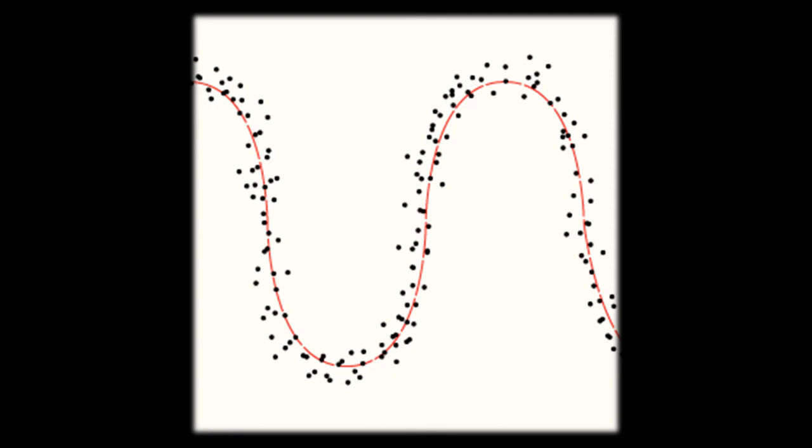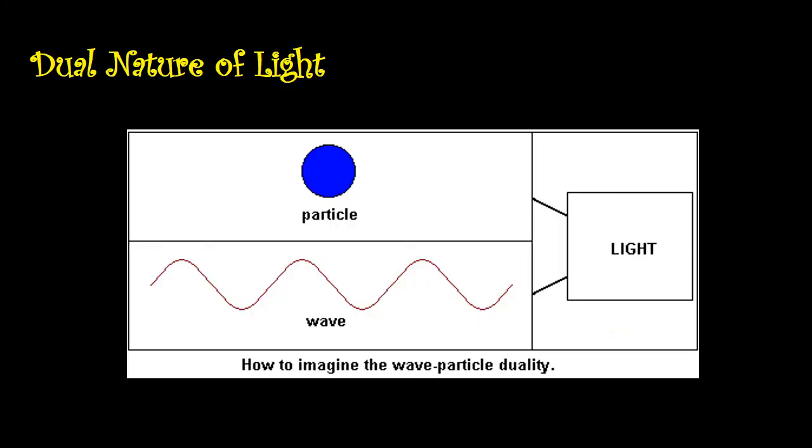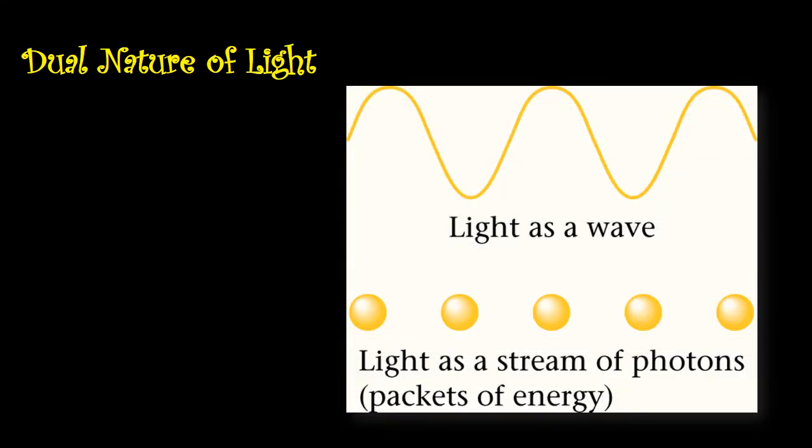So here you have your light wave as we've traditionally viewed light, and it's carrying these little packets of energy called photons. The big idea behind all of this: is light a particle or is light a wave? Well, to be honest, it's both. Light is both a wave and a particle, which is why we say it has the dual nature of light.